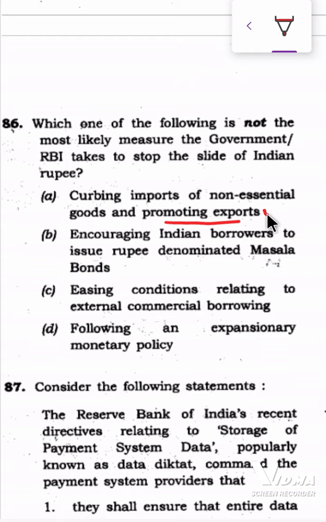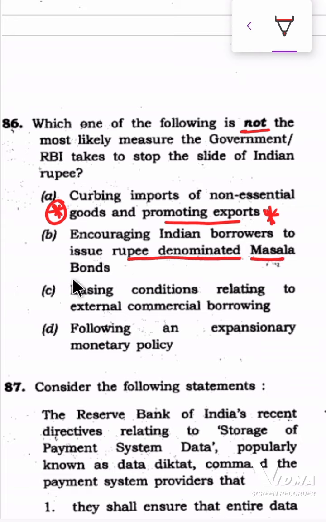So actually this is the right way to stop the slide of the Indian currency, because when you curb the imports, you reduce the need for your forex. So in this way you protect your currency. So this is right, but it is not the answer, because the question is asking about what is not encouraging Indian borrowers to issue rupee denominated masala bonds.